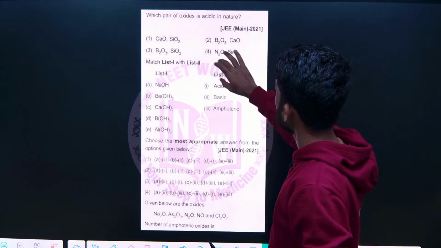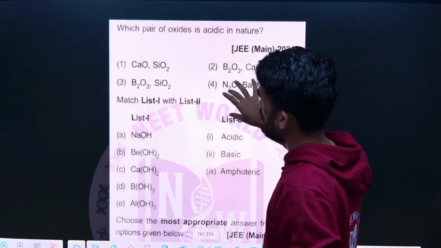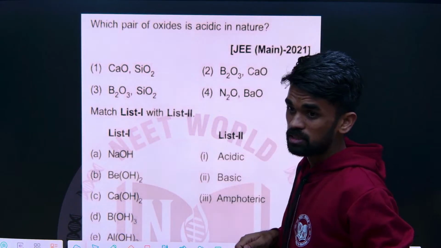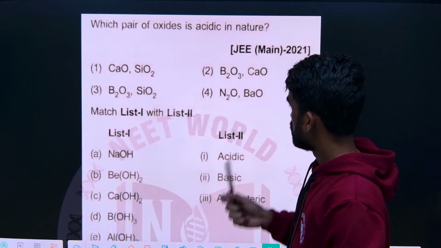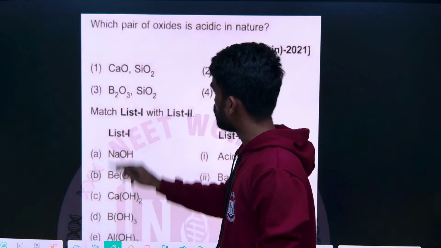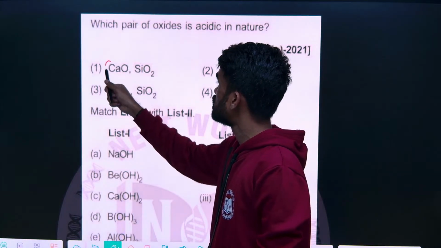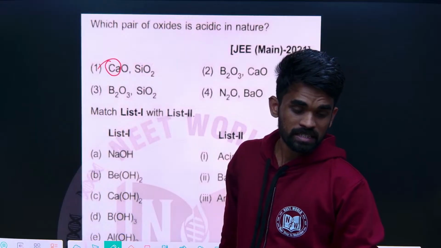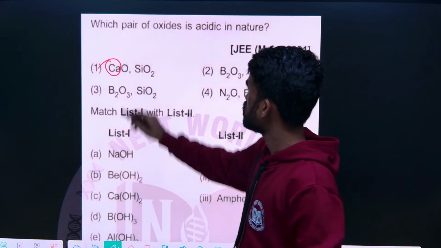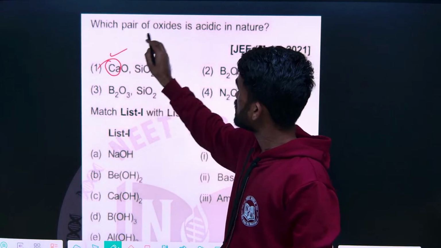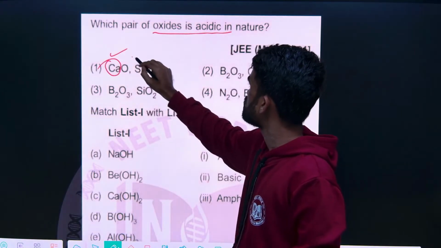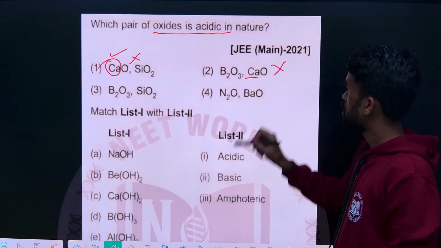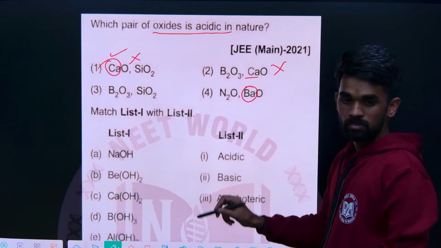You need to select the pair which is having acidic oxides. So now calcium, what is this calcium? Second group element. So alkaline earth metals form basic oxides or acidic oxides? Basic. So this is basic oxide. They are saying pair of acidic oxide. Here also we have calcium, basic oxide. What about barium? Which group element?